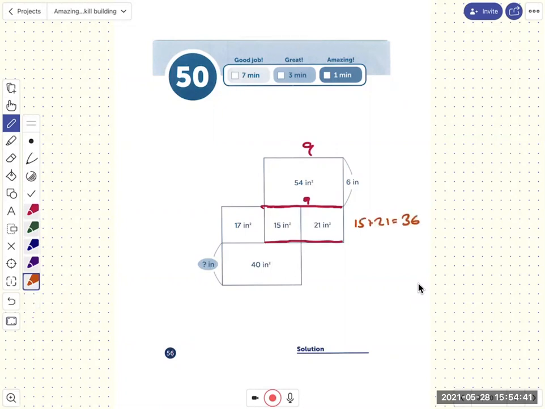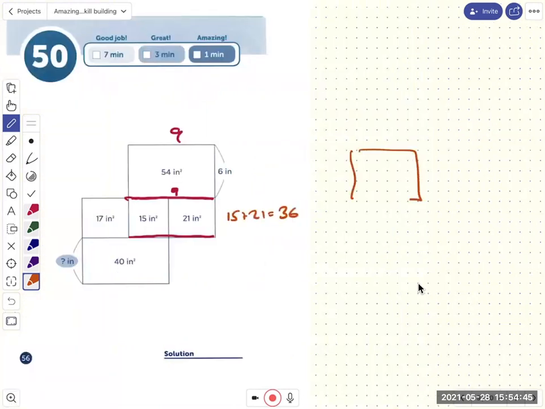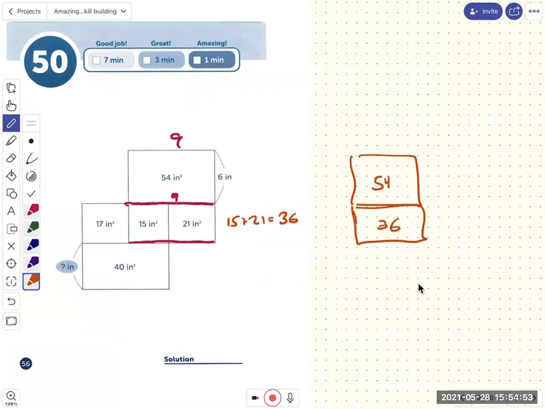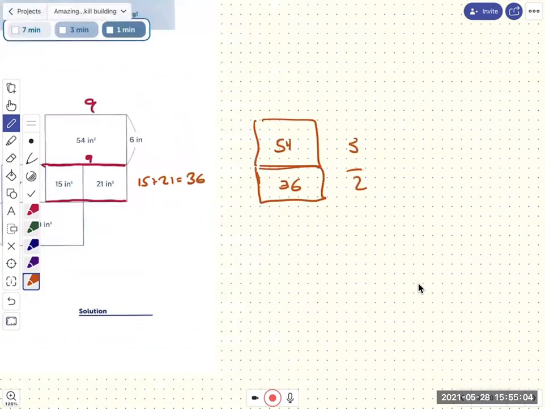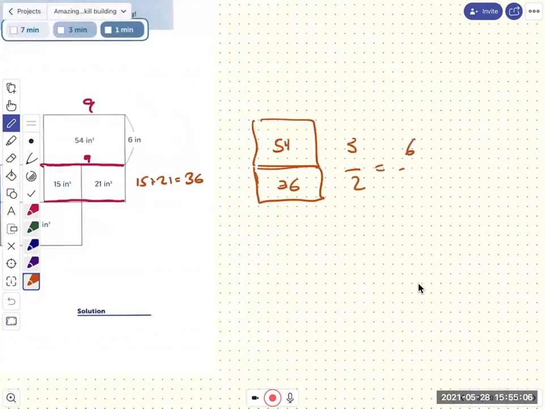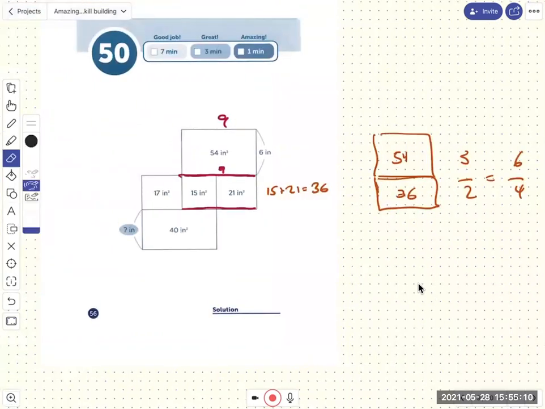Okay, so now just take a look at that. So you've got the same base, but it's got 54 and 36. So what's the relationship? Well, it's a 3-to-2 relationship, right? It's a 3-to-2 relationship in area. Well, if you've got the same base, then that means you must have a 3-to-2 relationship of your heights, or 6-to-4. Okay, so that's a little bit more work than we've been doing in the previous puzzles.